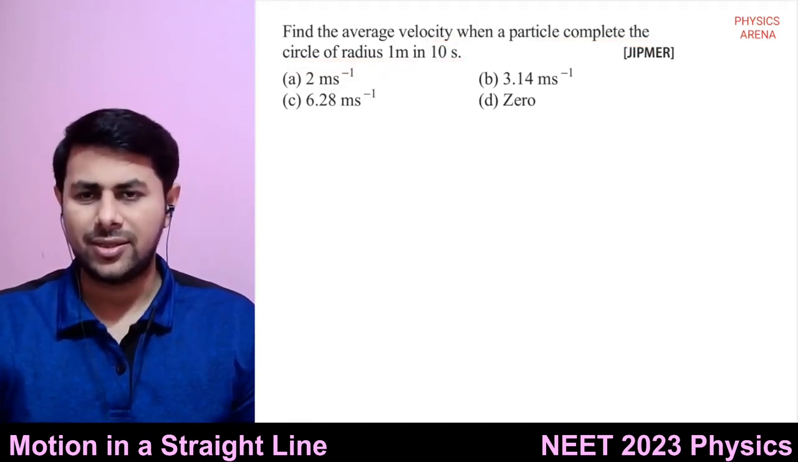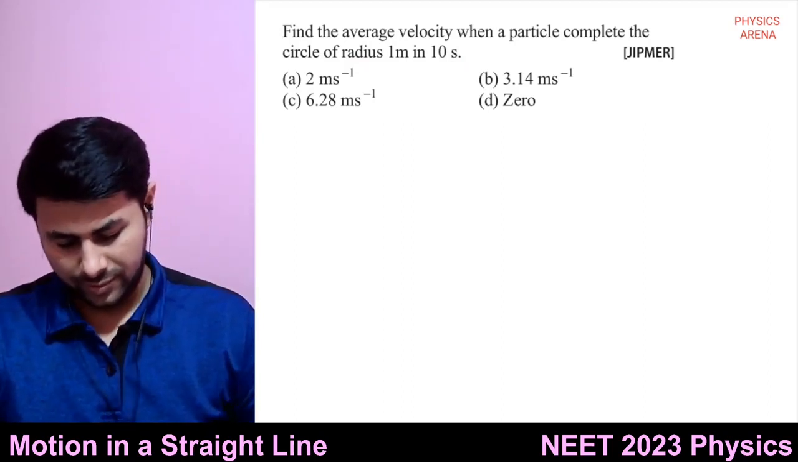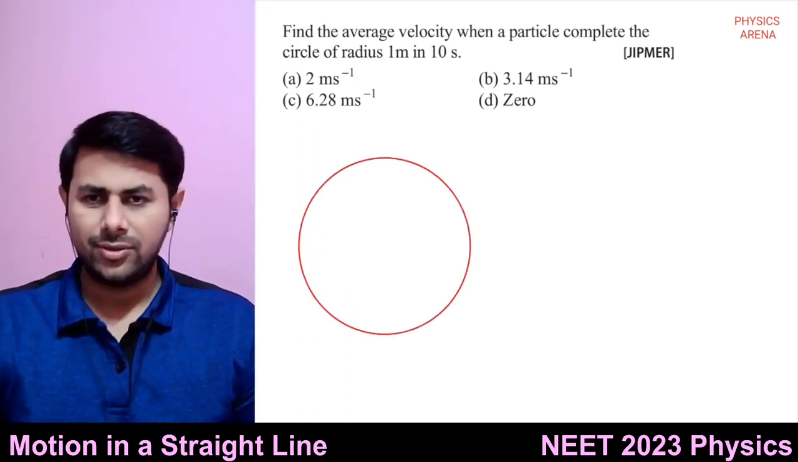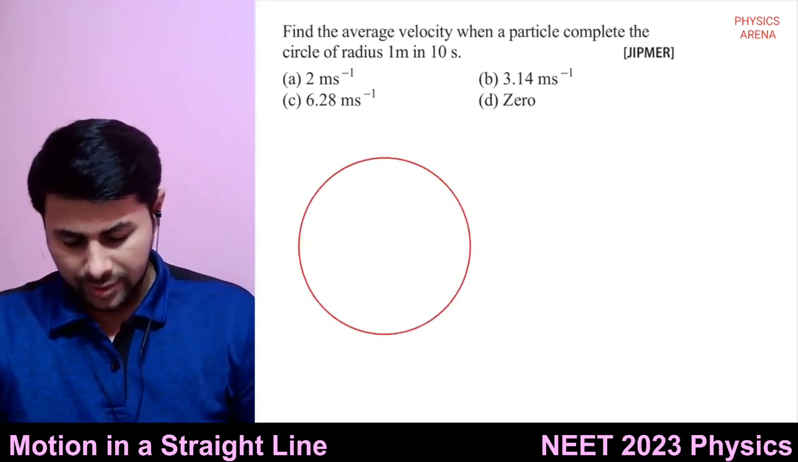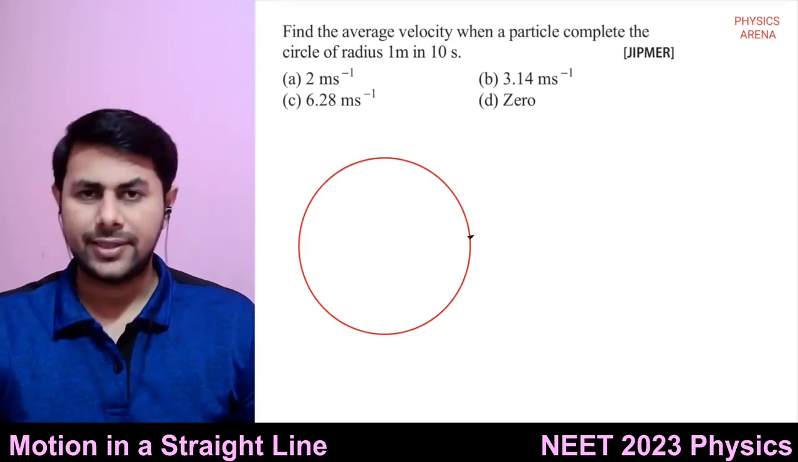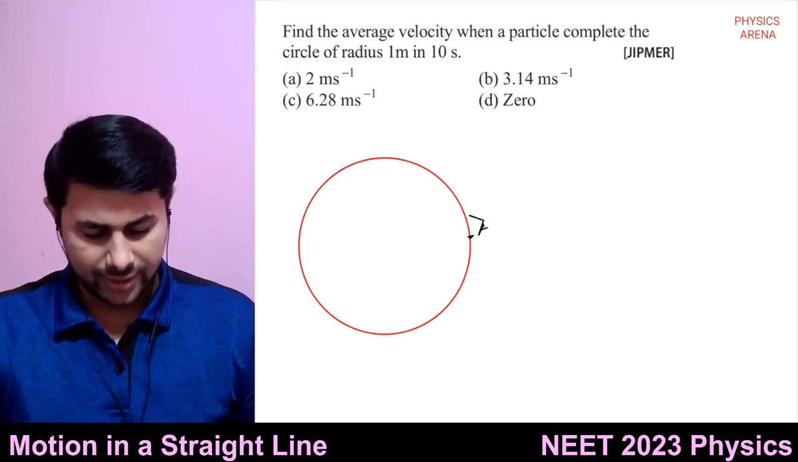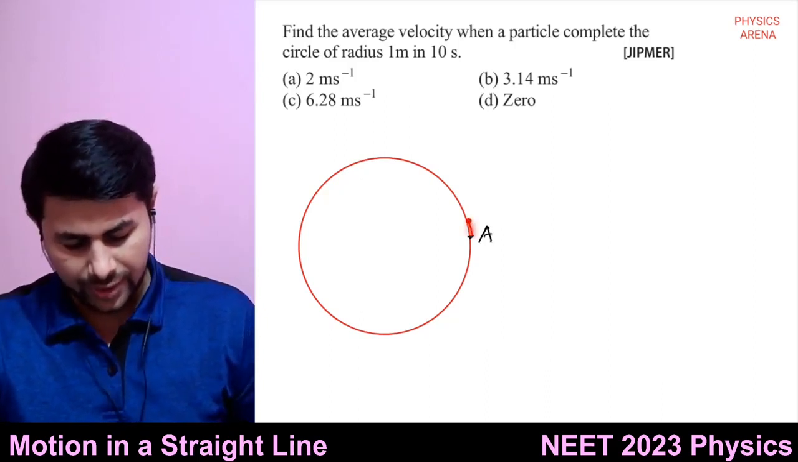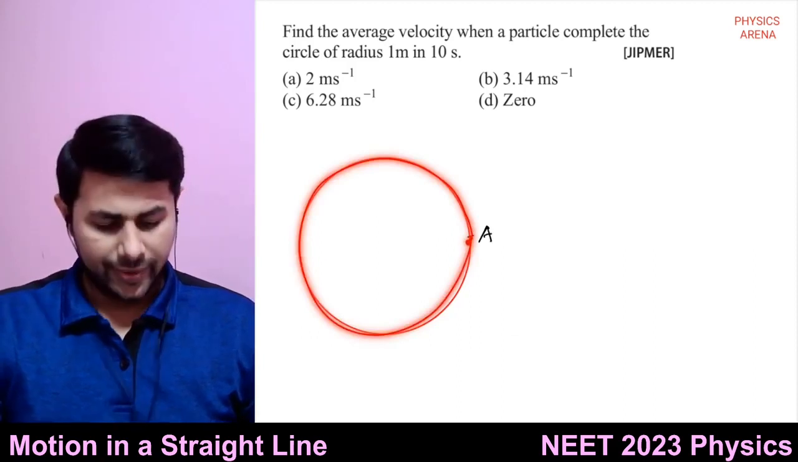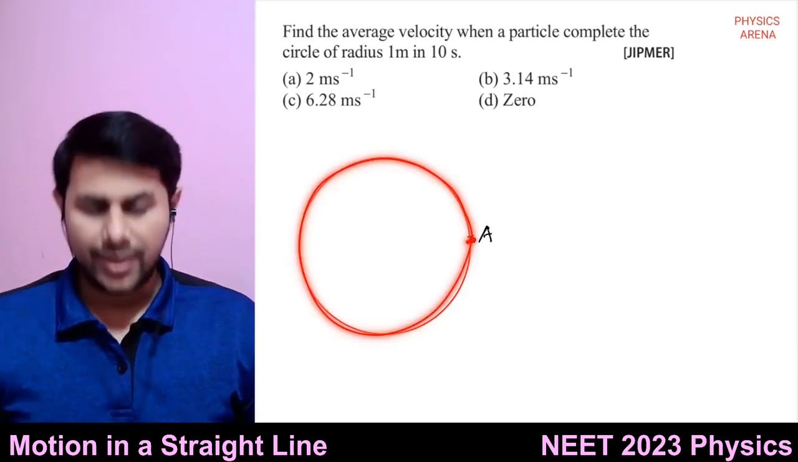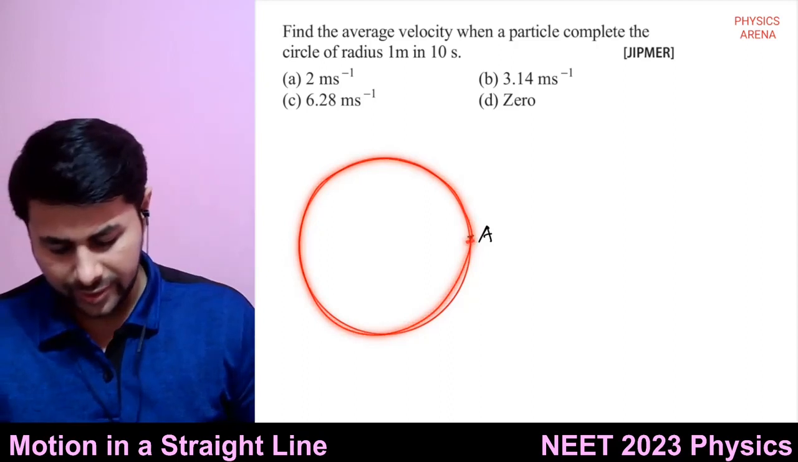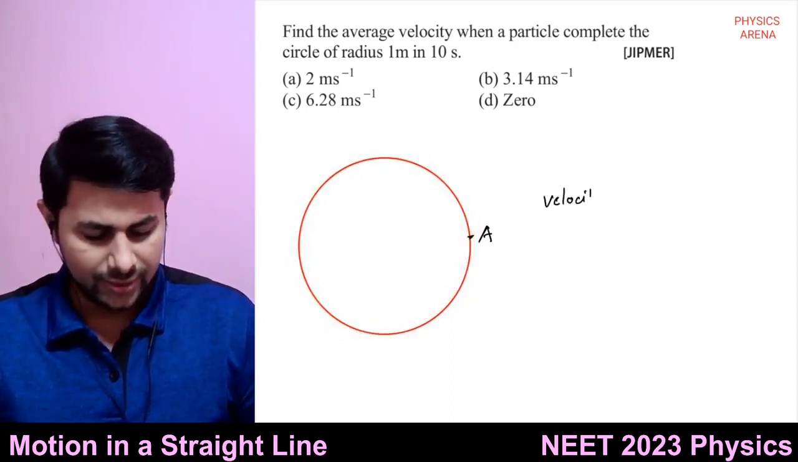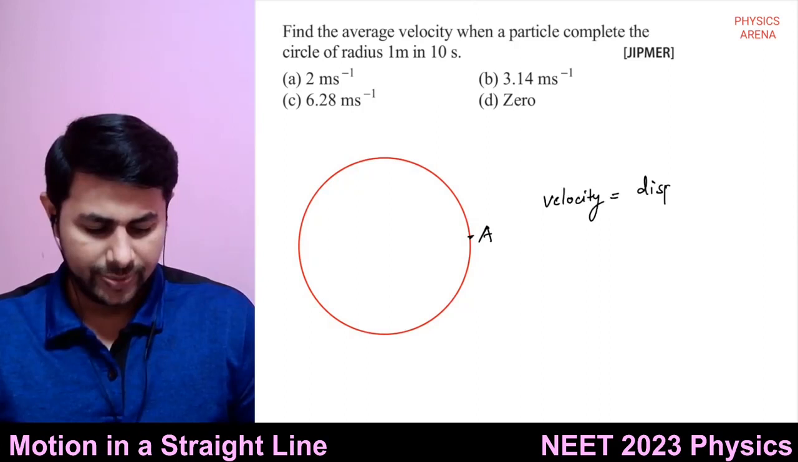So can you tell me the answer? Zero. It would be 0. Zero. Right? Because our particle starts from this point, let's call it A. The starting point is suppose A, and it completes a circle. Okay, so we are asked about the velocity. What is velocity? Velocity is displacement by time.